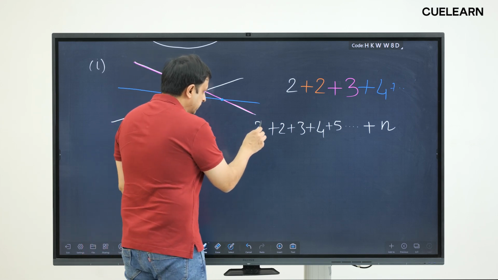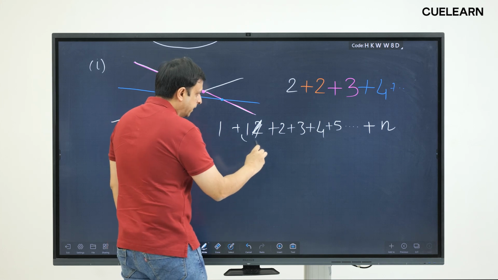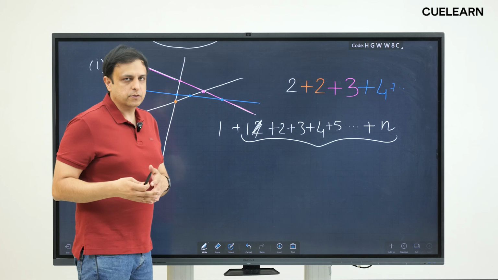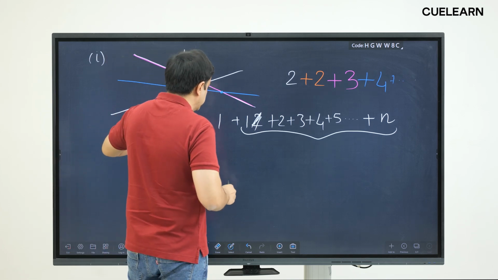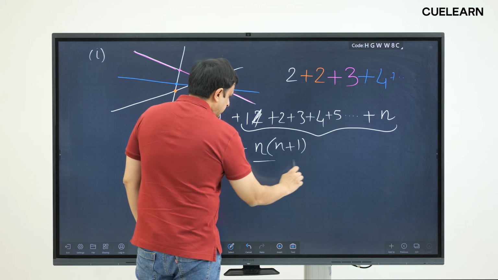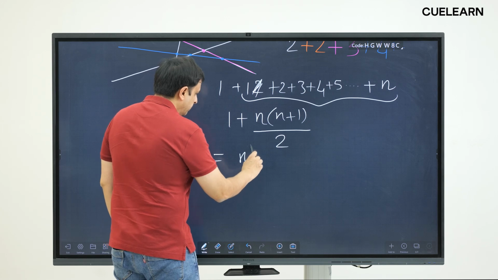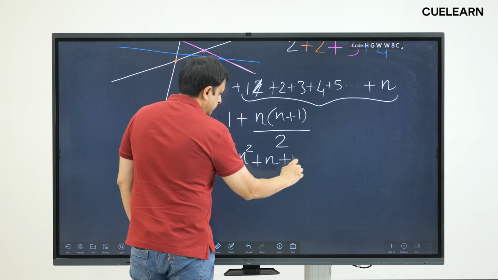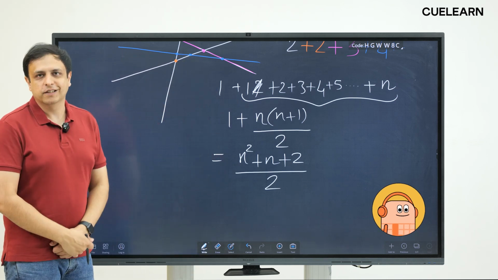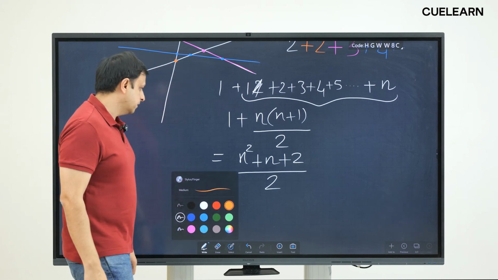Now, if I write this 2 not as 2 but as 1 plus 1, then what I get here is the sum of the first n natural numbers. So, that is n times n plus 1 by 2, and then I have this one here. So, I get 1 plus n times n plus 1 by 2, and now I can simplify this expression to n square plus n plus 2 by 2, and that is my answer for the number of regions by n straight lines.